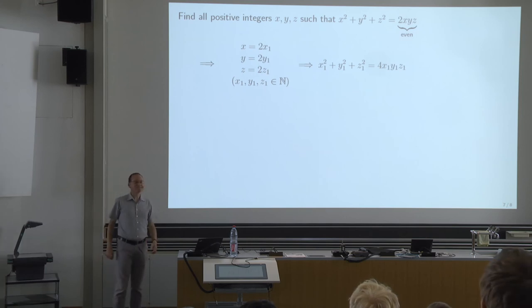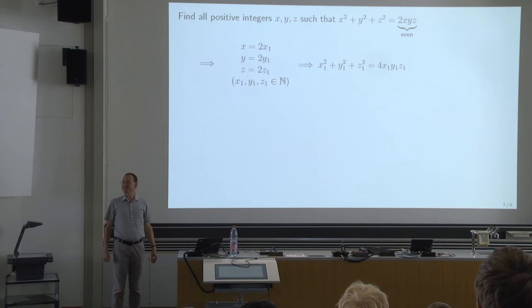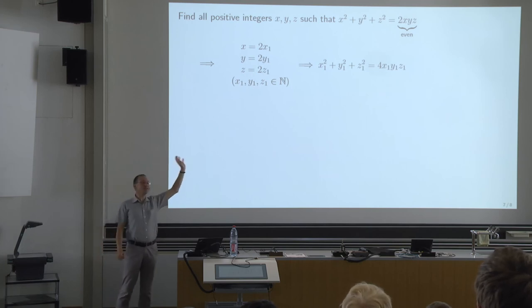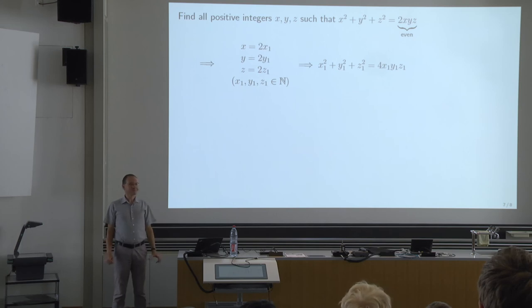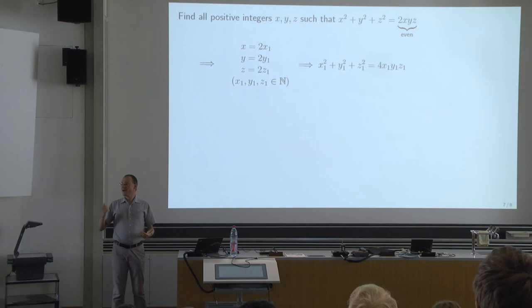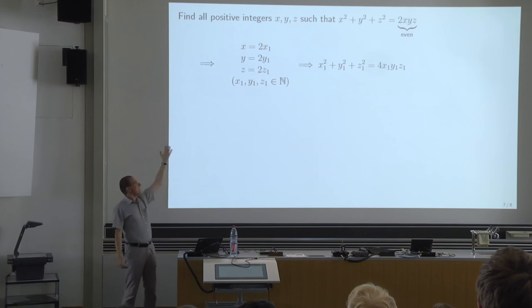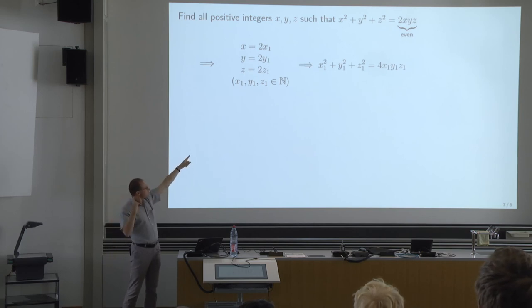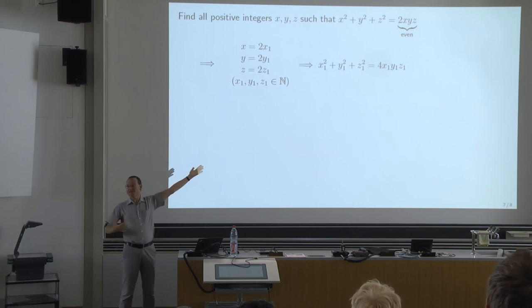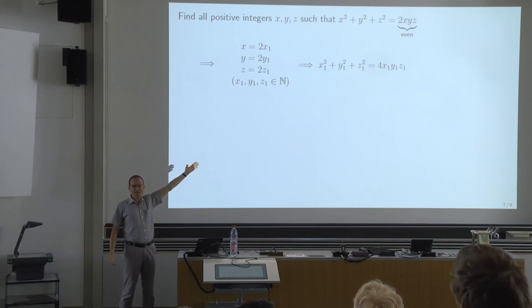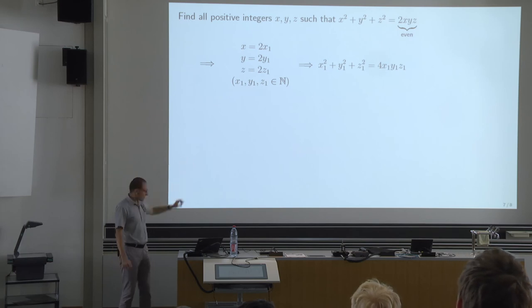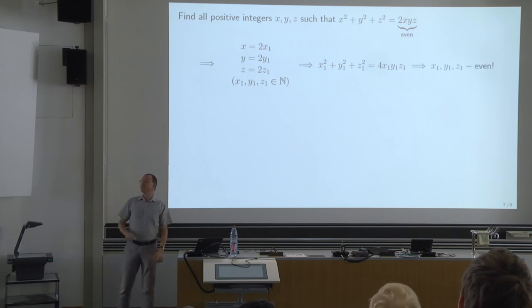What can you say next? Now focus on x1, y1, z1. What can you say about x1, y1, z1? Again, they all have to be even, absolutely, because again, the right-hand side is even. It's not possible that one is even and two are odd, because then the left-hand side would be 2 mod 4, but the right-hand side is manifestly divisible by 4. There is a factor of 4 out there. Therefore, again, they're all even.